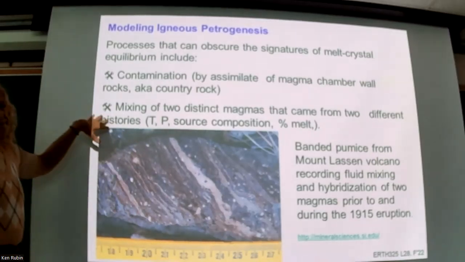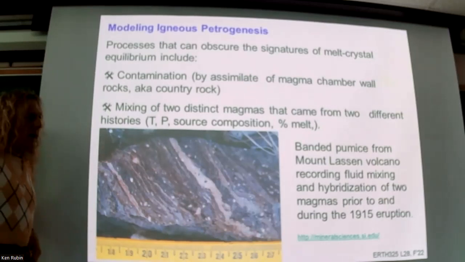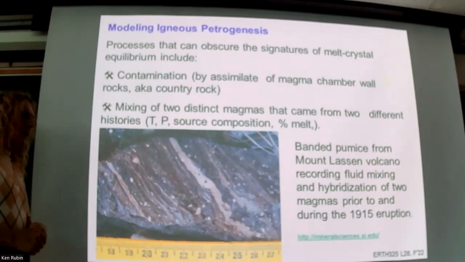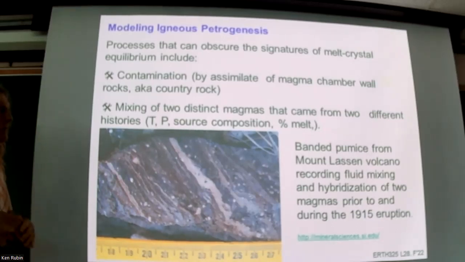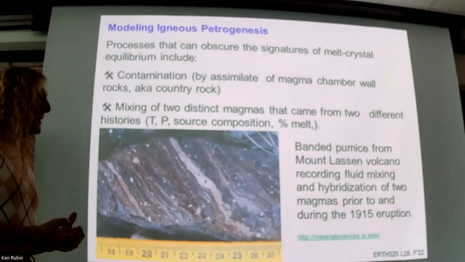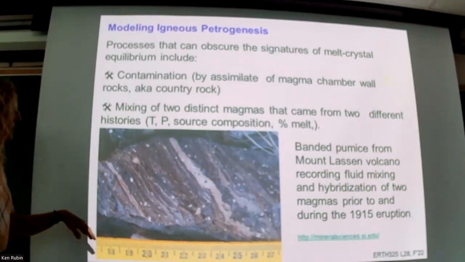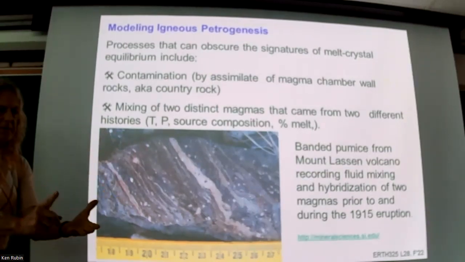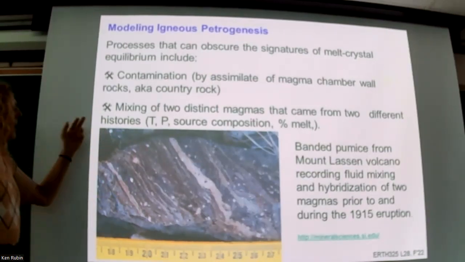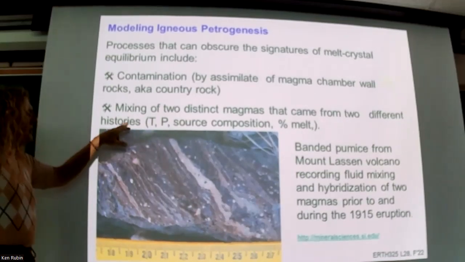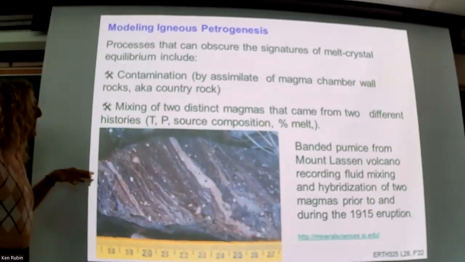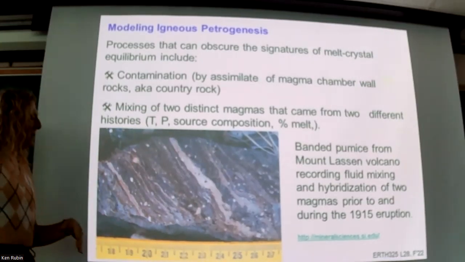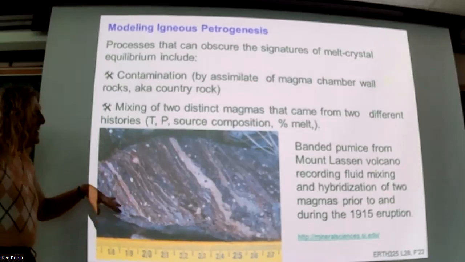Another thing that can happen is mixing. So we can have a couple of magmas in the magma chamber. They could be really different composition, or they could be very similar in composition, in which case the signatures might be a little bit more cryptic. But oftentimes we have to rely on mixing, and the mixing can be of magmas that formed from different mantle sources, or at different conditions of temperature and pressure, different times, different percents of melting, different crystallization histories, et cetera, et cetera. This is an example of a really obvious mixed magma.